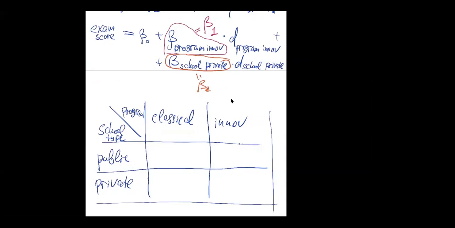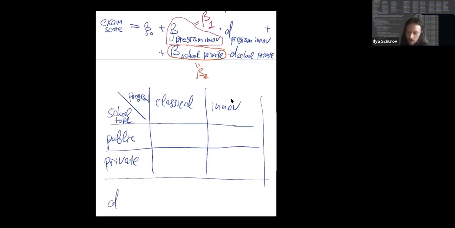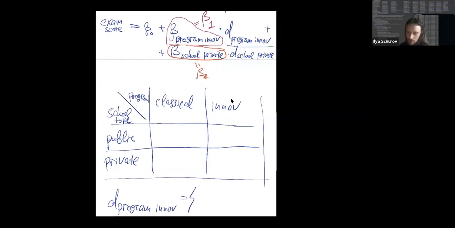What is 0 and what is 1 in this case? So we consider a classical 0 and innovative 1. If I write that this variable is dummy variable program innovative, then it means that this is 1 if program is innovative, and zero otherwise.